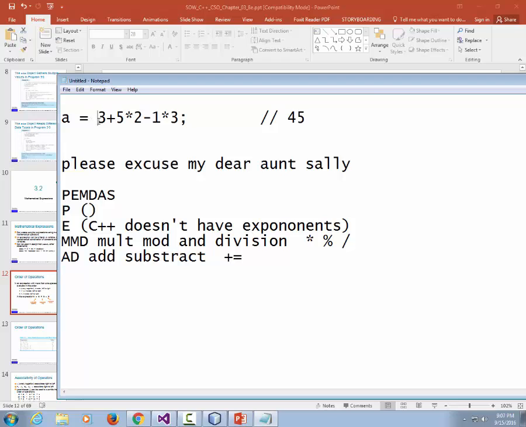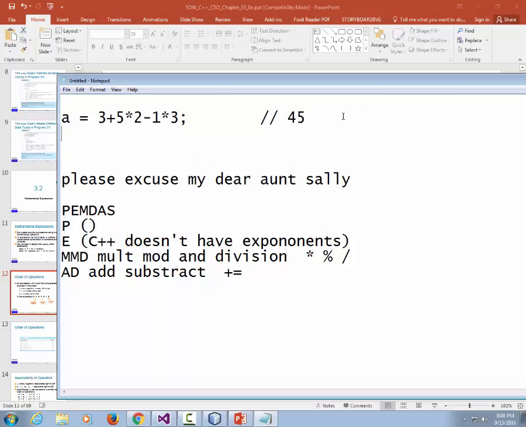Are there any parentheses in this one? No, so we're good. We don't have to do any P's first. Then what's the next thing we're going to do? Well, I see 2 multiplications. So we'll just do those left to right. When you have things that are at the same priority level, you do them left to right. So, what's the first one? A is equal to 3 plus, what's 5 times 2? I think it's 10. Yeah, and then what's this next one? 1 times 3? 3.